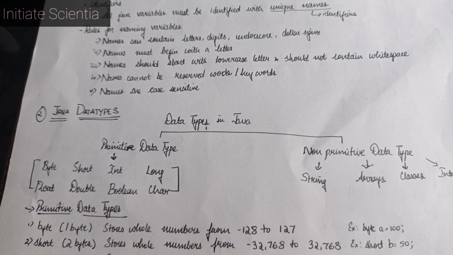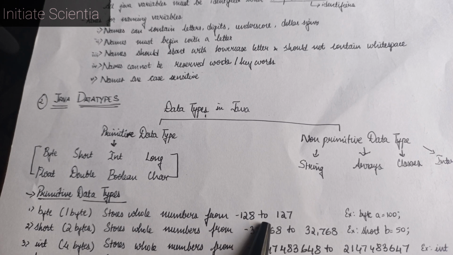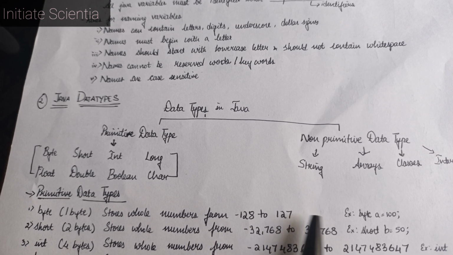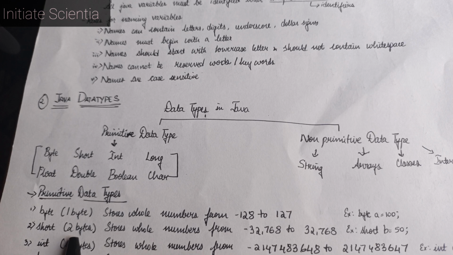Next, primitive data types. Byte is one byte. It stores whole numbers in the range -128 to 127. Example can be byte a = 100. Short. This is of 2 bytes size. It stores whole numbers from -32,768 to 32,767. Example, short b = 50.